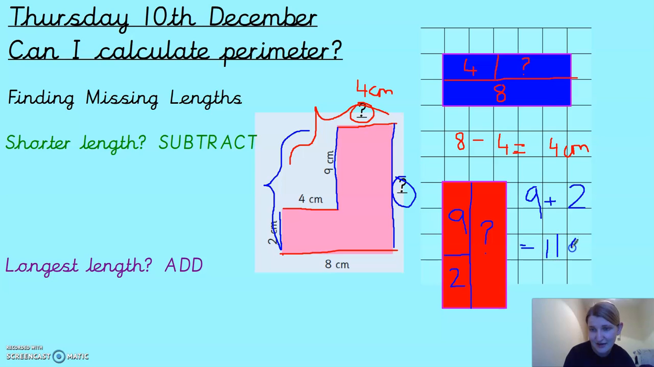Okay. So that final missing length is 11 centimetres. So if I'm finding a missing length, if it's a shorter length, I'm going to subtract. If it's the longest length, I'm going to add. All right. Now, obviously, that's finding the missing length.